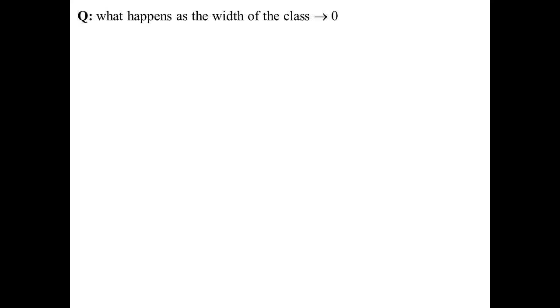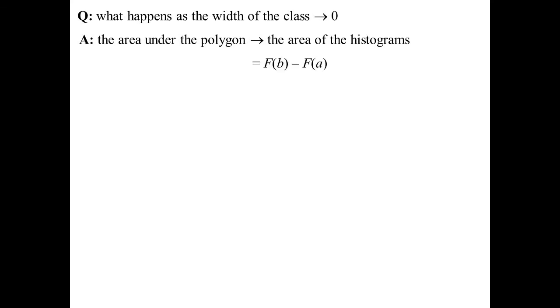So that now brings up the question. If I can just keep reducing these class widths, what would happen if I made the width of the class, well, I can't actually make it 0, but what would happen if it's approaching 0? Then what should happen is that area under the polygon will approach the area of the histograms. That's what we were talking about yesterday. We want that to be exactly the same. So function B minus function A. The difference in that new function I just talked about, the cumulative distribution function.